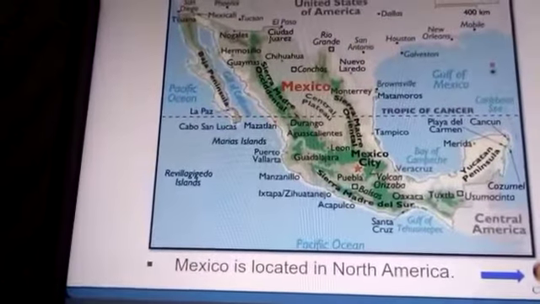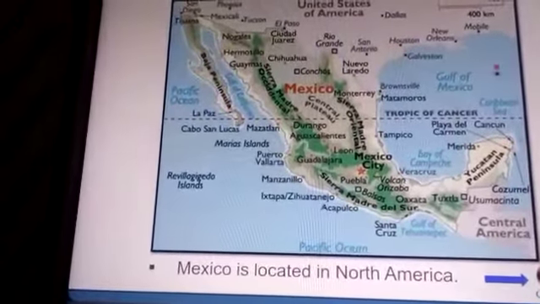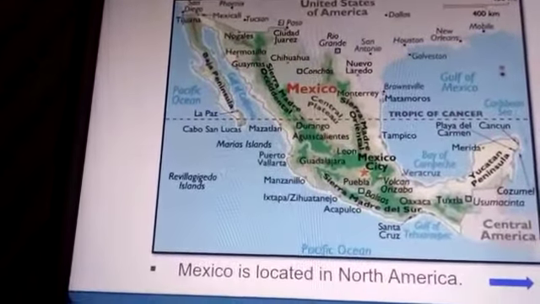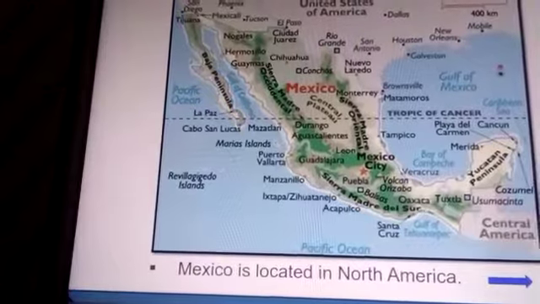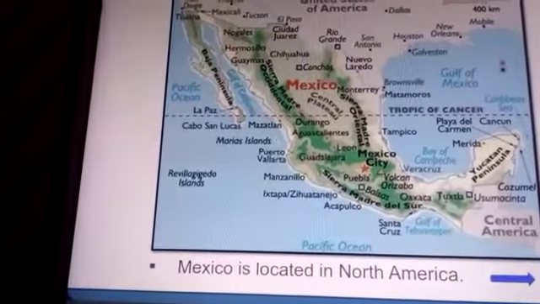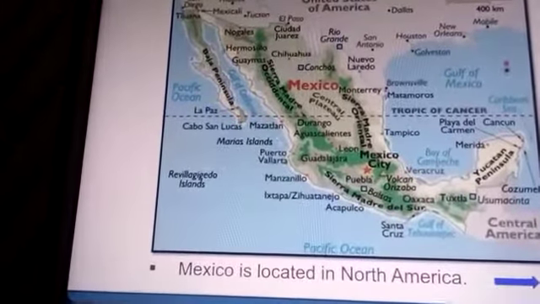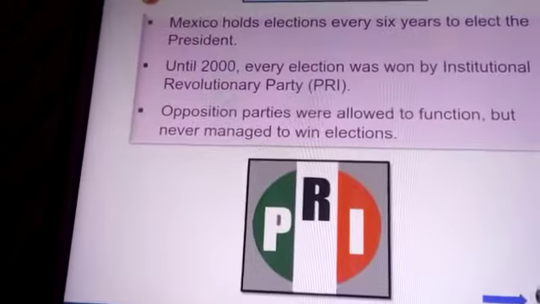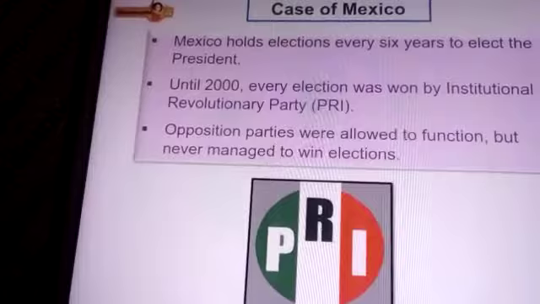Case of Mexico. Let us now take a close look at the state of affairs in Mexico to understand the flaws in the democratic system in that country. Mexico is located in North America. The country holds elections every 6 years to elect the president.